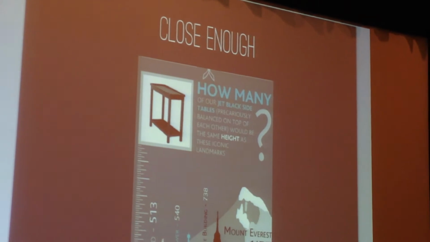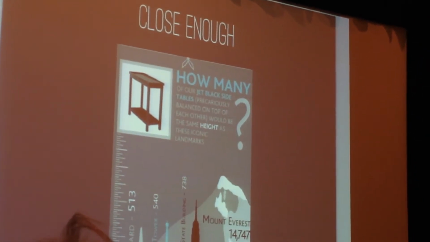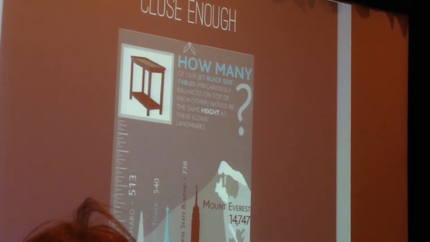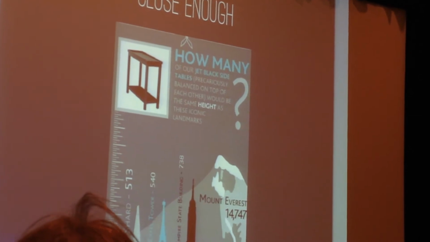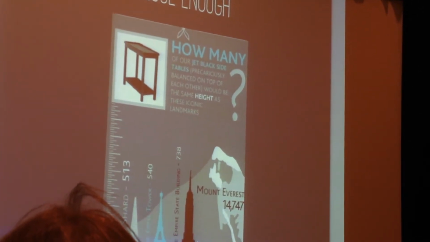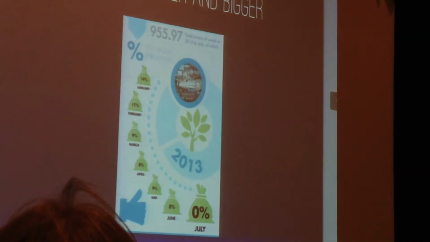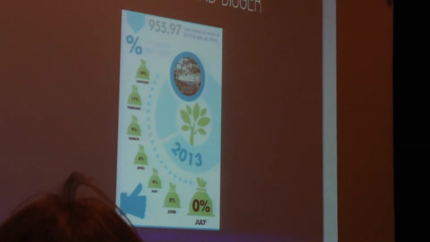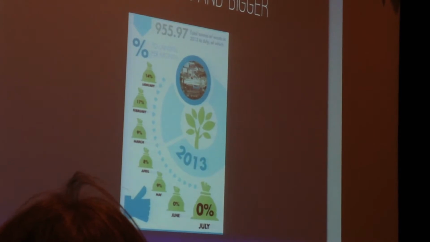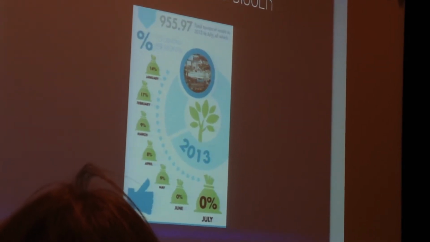How many tables stacked on top of each other would be the same height as these landmarks? I never knew until now that Mount Everest and the Empire State Building are virtually the same height. Why should we size these objects based on numerical values when we could just size them based on what month it is?